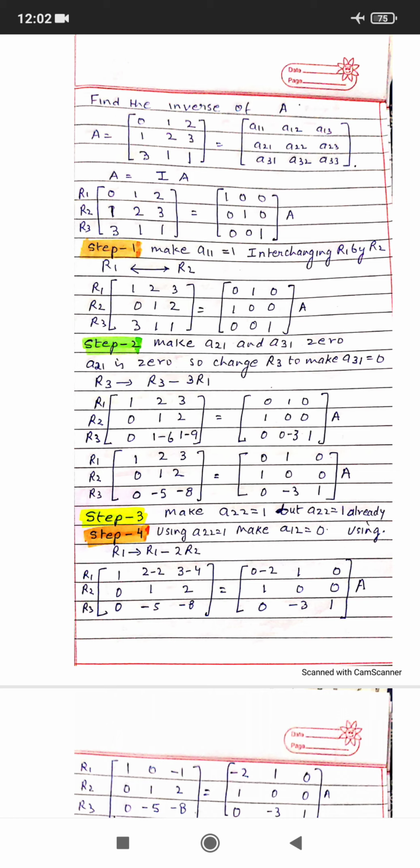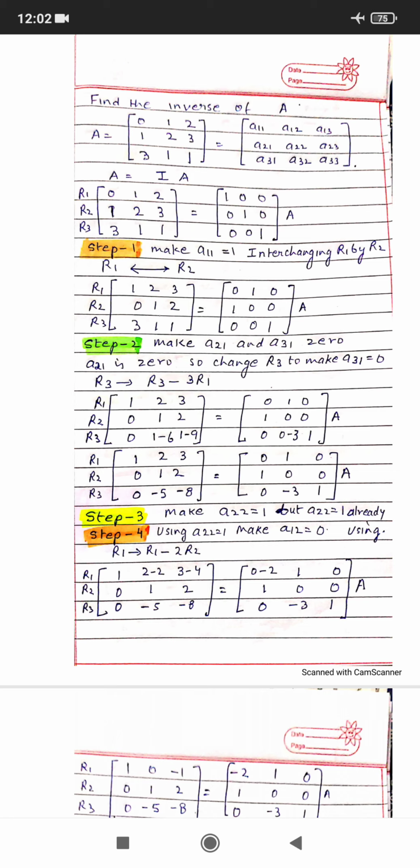Right side becomes 0, 1, 0, 1, 0, 0, 0, 0, 1. Step 2. In step 2, we make A21 and A31 zeros using A11. A21 is 0 already, so we need to change only A31. A31 we can make 0 by using the R3 transformation, that is R3 becomes R3 minus 3R1. From the third row, we subtract 3 times the first row.